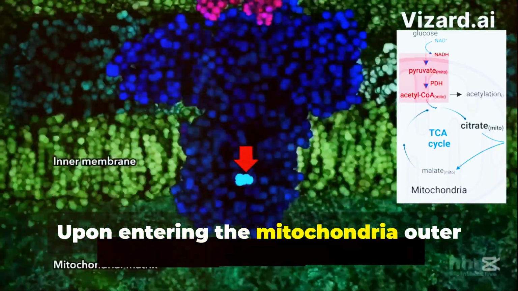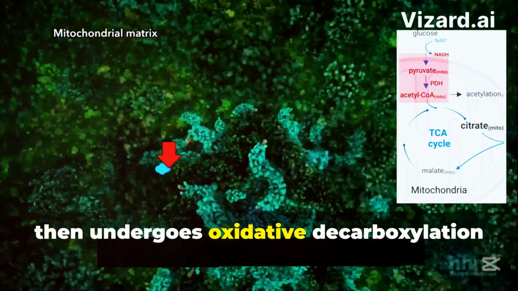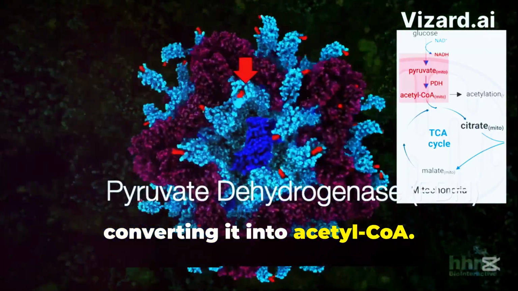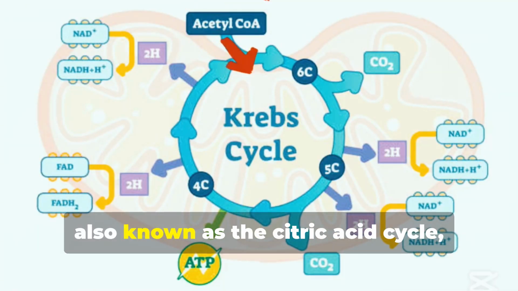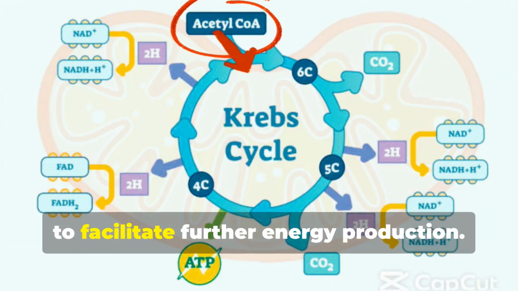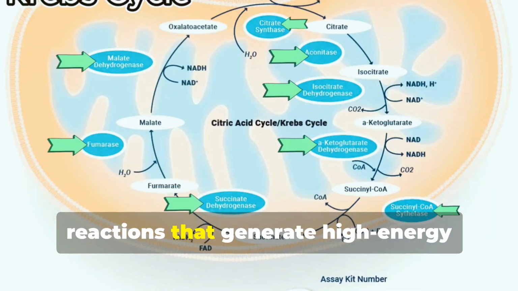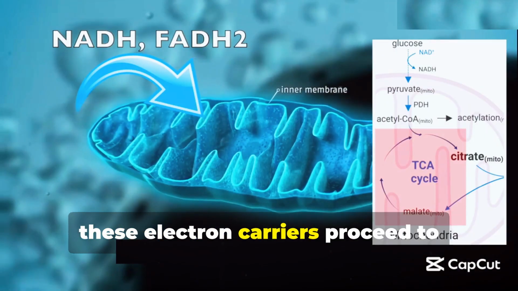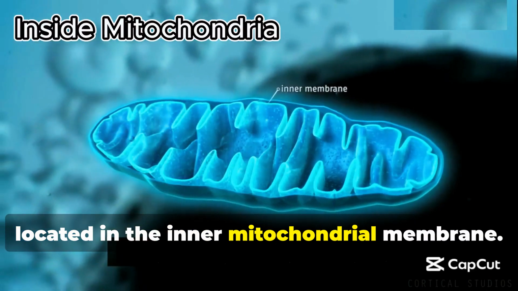Upon entering the mitochondria outer membrane and inner membrane, the pyruvate reaches the matrix, which then undergoes oxidative decarboxylation by the pyruvate dehydrogenase complex, converting it into acetyl-CoA. The acetyl-CoA then enters the Krebs cycle, also known as the citric acid cycle, to facilitate further energy production. This cycle involves a series of enzymatic reactions that generate high-energy electron carriers such as NADH and FADH2. Then these electron carriers proceed to the electron transport chain, or ETC, located in the inner mitochondrial membrane.